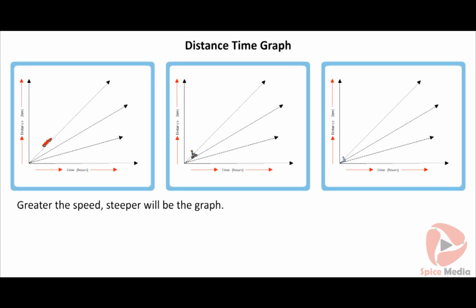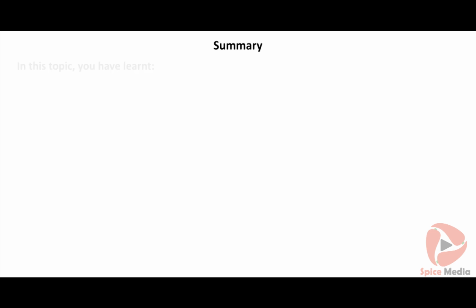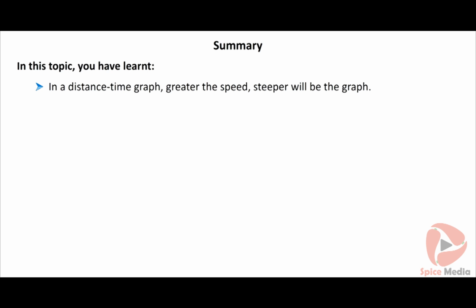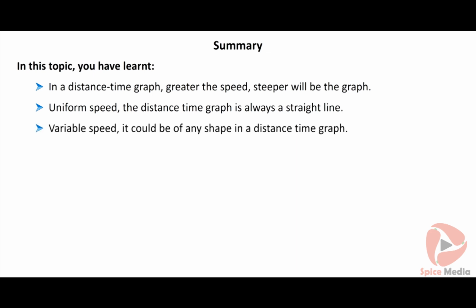Observe the distance-time graph of different persons traveling between two places by walk, cycle and by car. Observe the graph that as the speed increases, the graph grows steeper. It can also be understood that it covers greater distance in time. In this topic, you have learnt, in a distance-time graph, greater the speed, steeper will be the graph. For uniform speed, the distance-time graph is always a straight line. For variable speed, it could be of any shape in a distance-time graph.